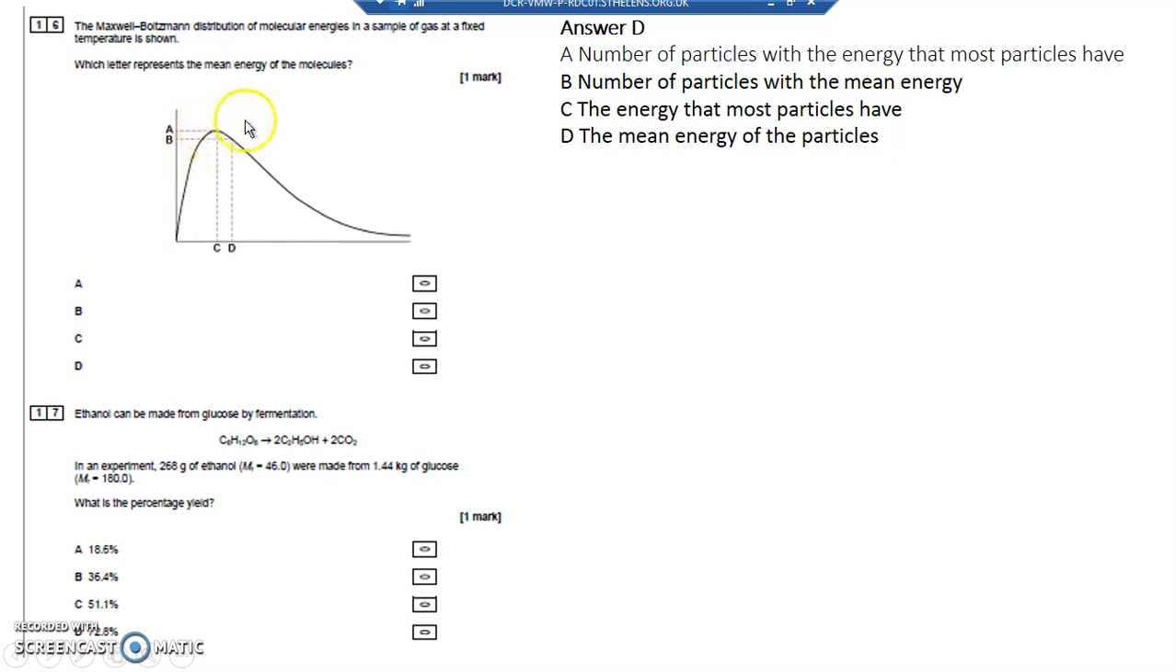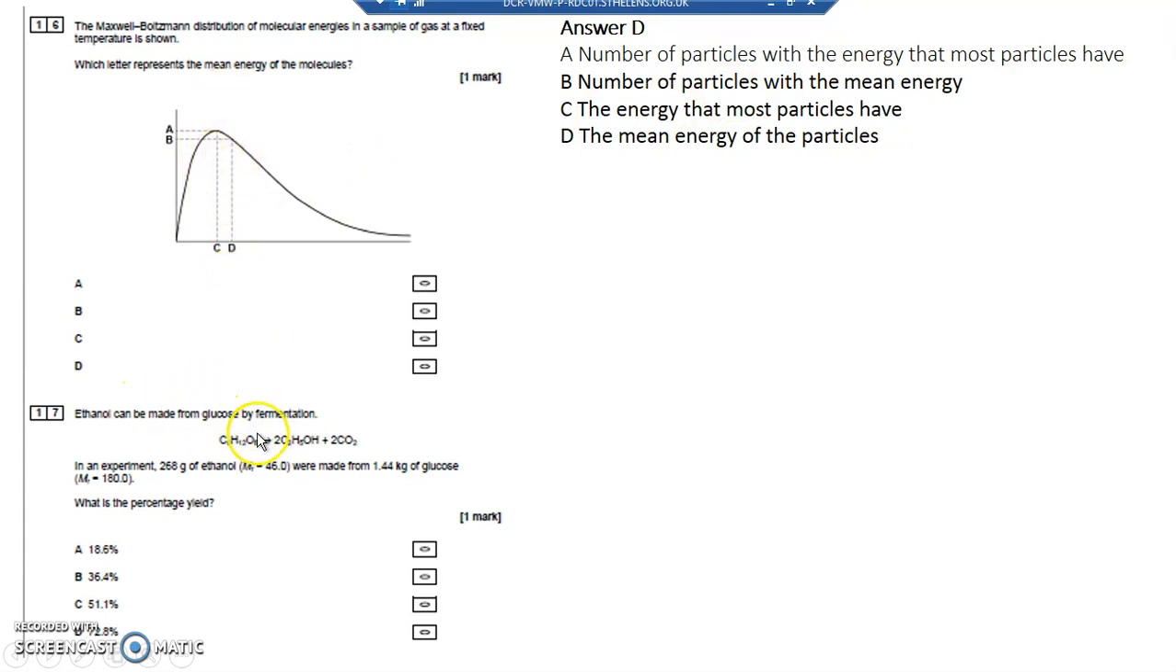Offset to the right, so to the right hand side, right of the peak, this D is the mean energy, the average energy. It's not the energy that most particles have, it's the mean energy, and that's D, and B therefore is the number of particles with the mean energy. So the mean energy is offset to the right of the peak.